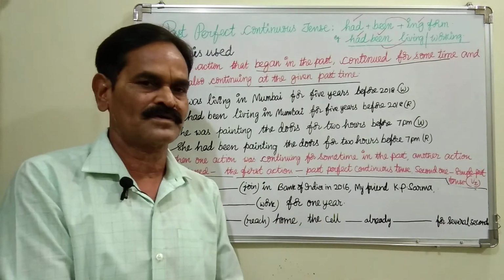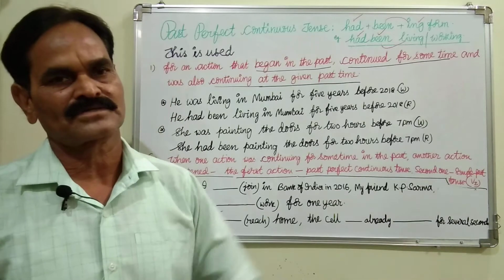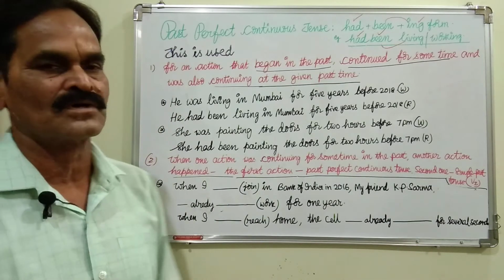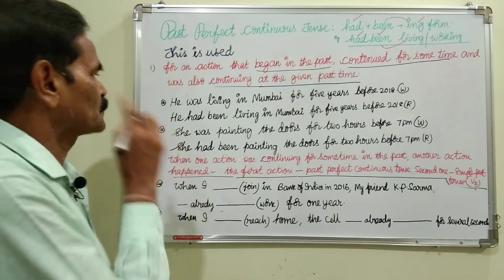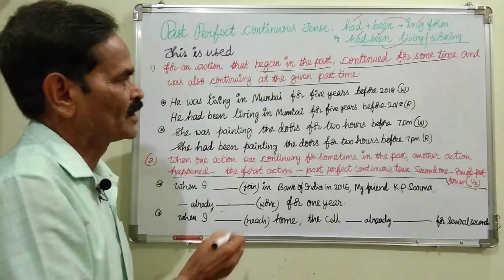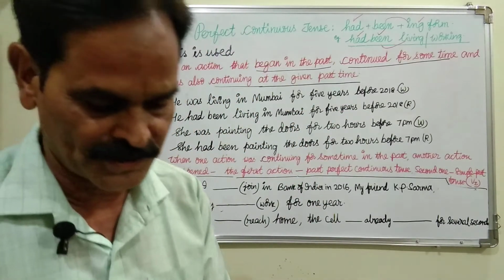So suppose you have given 2010, and at that time also that action continues, then we have to use past perfect continuous tense. For example, he was living in Mumbai for 5 years before 2018.